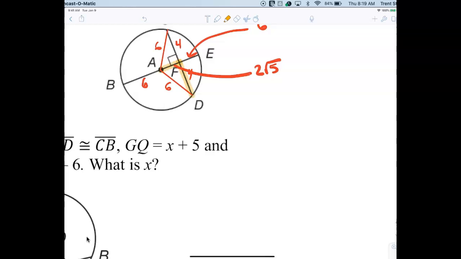And I just did the Pythagorean theorem in my head. The hypotenuse is 6, right? 36. 4 squared is 16. 36 minus 16 is 20. Square root of 20, right? Breaks down to 4 times 5, 2 radical 5. All right?